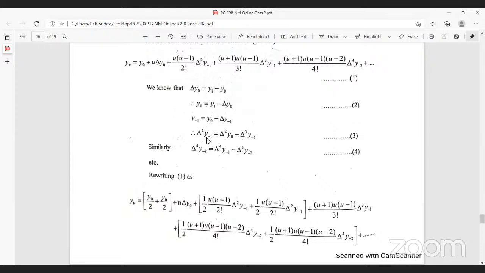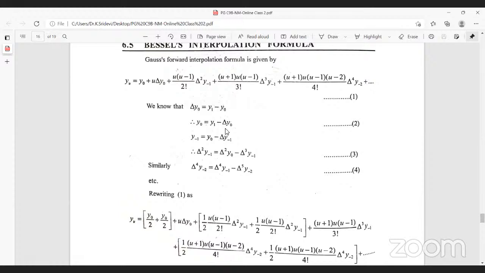And now if you take y minus 1, y0 is there. For y minus 2, y minus 1 will come. Y minus 1 is there. So for y minus 2 is there according to this one. Now you can use these formulas in this formula, to get another formula, that is Bessel's interpolation formula.